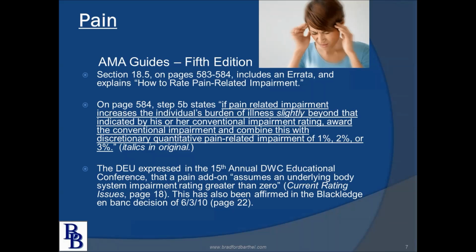Next section we're going to talk about is pain and how to rate pain. Pain is discussed in the AMA guides in Chapter 18, and there's some instructions about how to do it. There's some caveats within Chapter 18 about how subjective pain is, and it's different for different people. But ultimately, they conclude that you can make a discretionary quantitative pain-related impairment of 1, 2, or 3%.